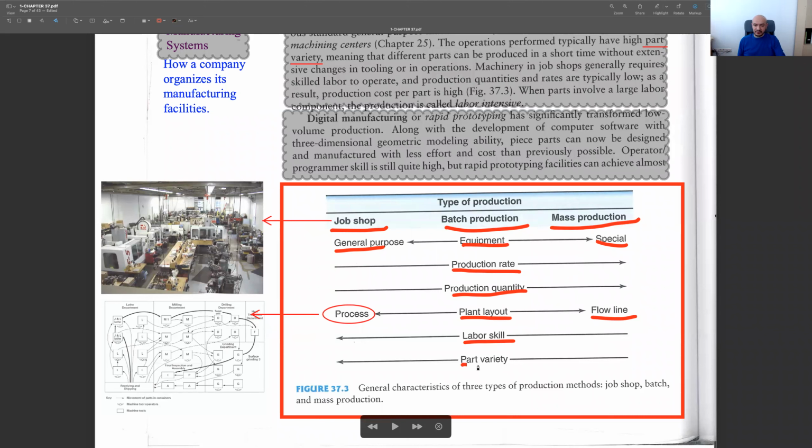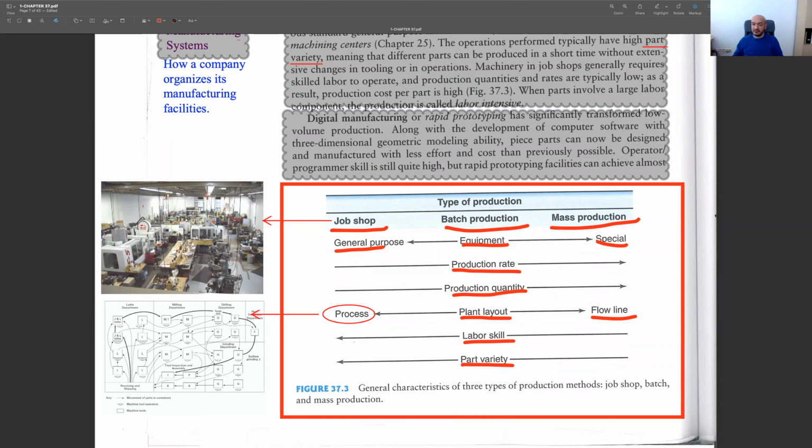Let's have a look at the last property, which is part variety. And we know that in the previous figure, we discussed that job shop systems and rapid prototyping facilities have high flexibility, which means that you have high number of part variety. You have flexibility in terms of part variety.